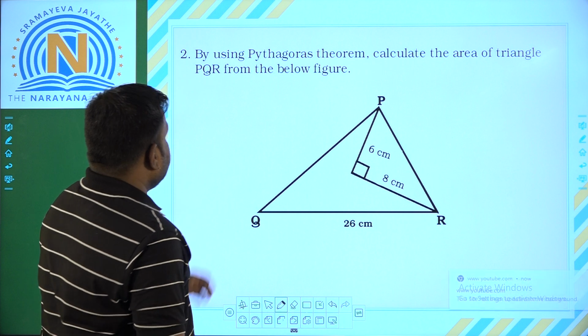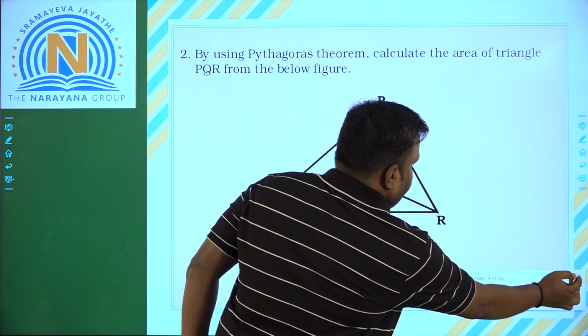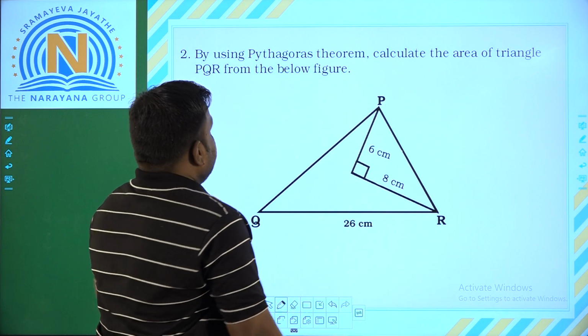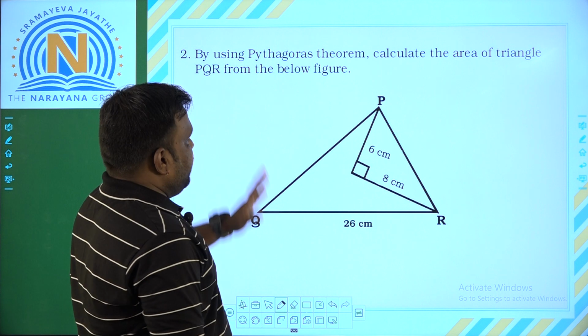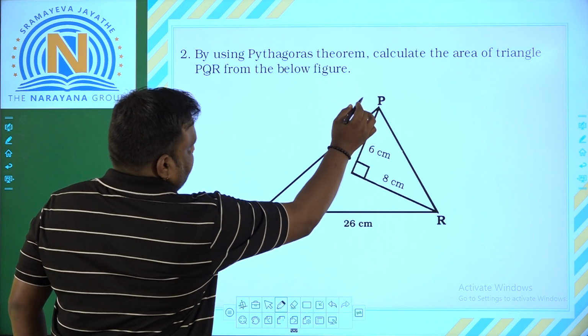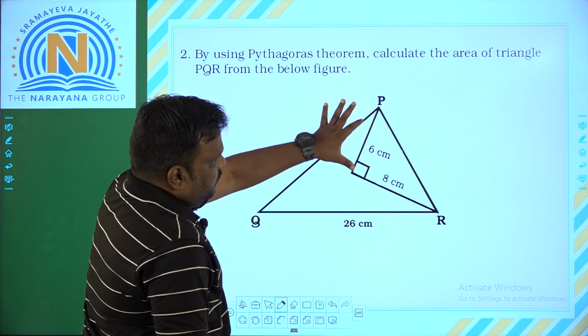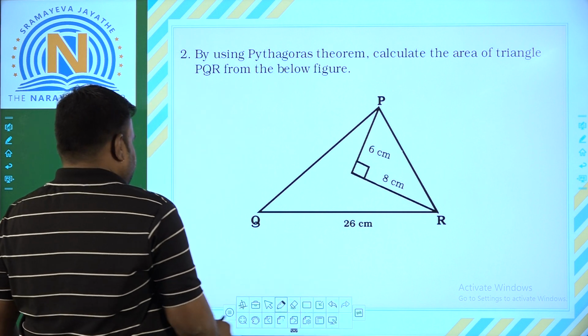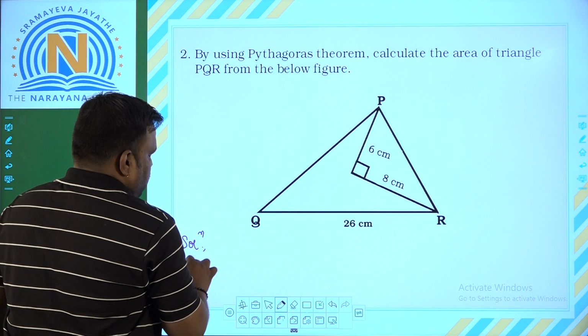Now, second question. By using Pythagoras theorem, calculate the area of triangle PQR from the below figure. Now, if you observe this figure thoroughly, here 6 centimeters and 8 centimeters are given as two of the sides of the right angle triangle. So from the figure, clearly you can observe that first we can find out PR.